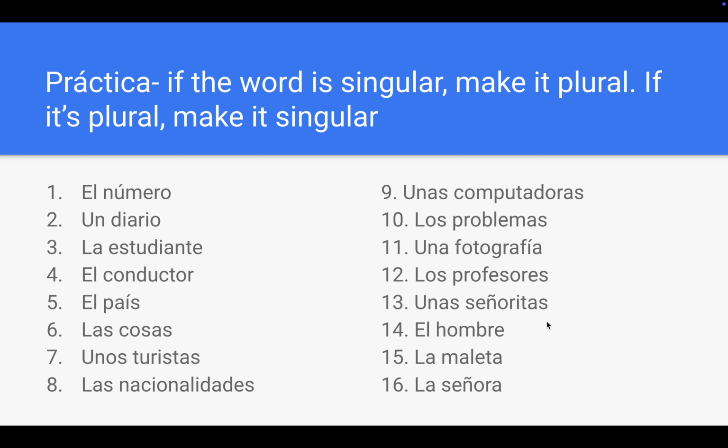13, we're dropping the S's. Una señorita. 14, we're making it plural. Los hombres. 15 is las maletas. And 16 is las señoras, just adding S's to each of those.